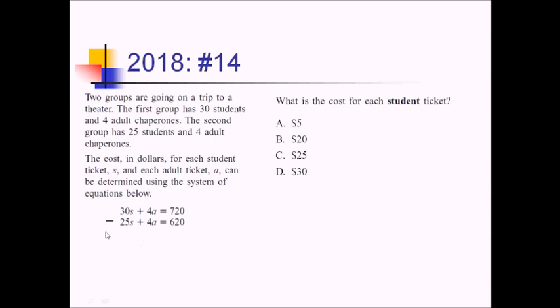I'm going to subtract this equation from the top equation. And if you're not used to subtracting equations, you could just multiply this whole second equation by -1 and then add it to the other equation. Either way, going through here, we've got 30s minus 25s, which is 5s. The 4a's cancel out, and here 720 minus 620 is 100. Well, this couldn't be nicer, right? Just divide both sides by 5, and we have a student ticket costing $20. So that's going to be choice B.